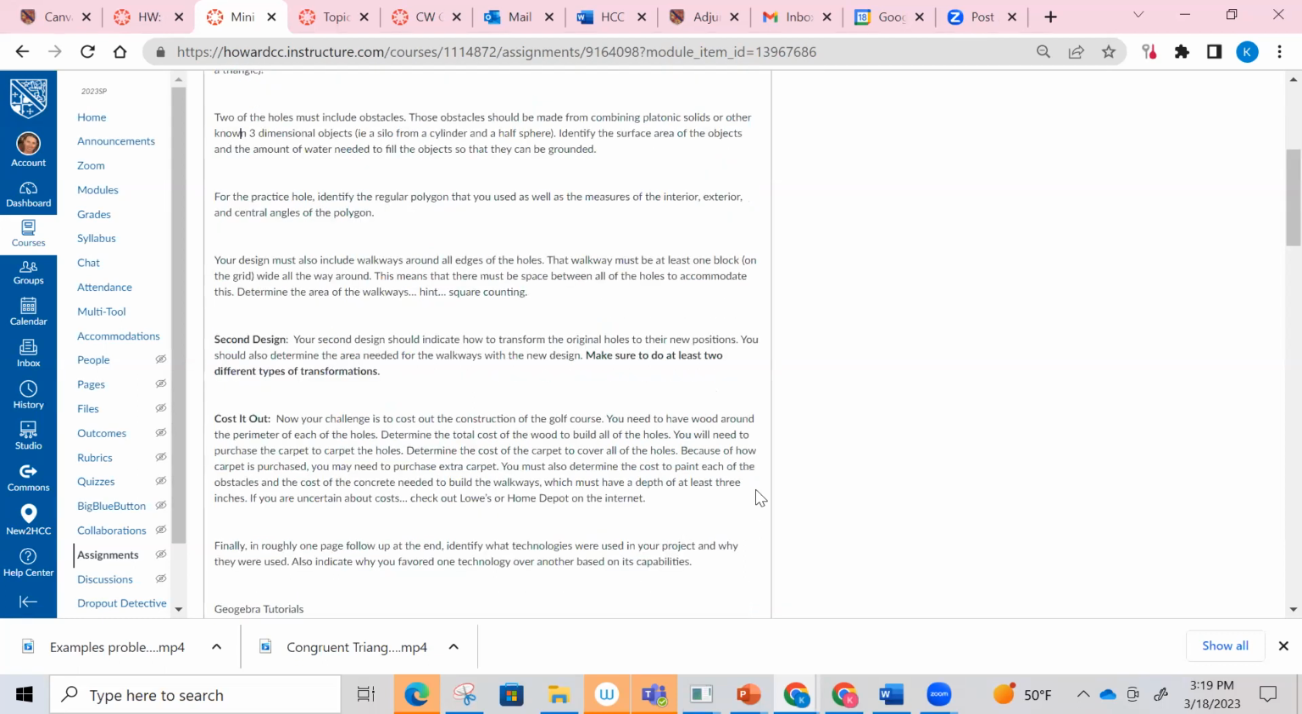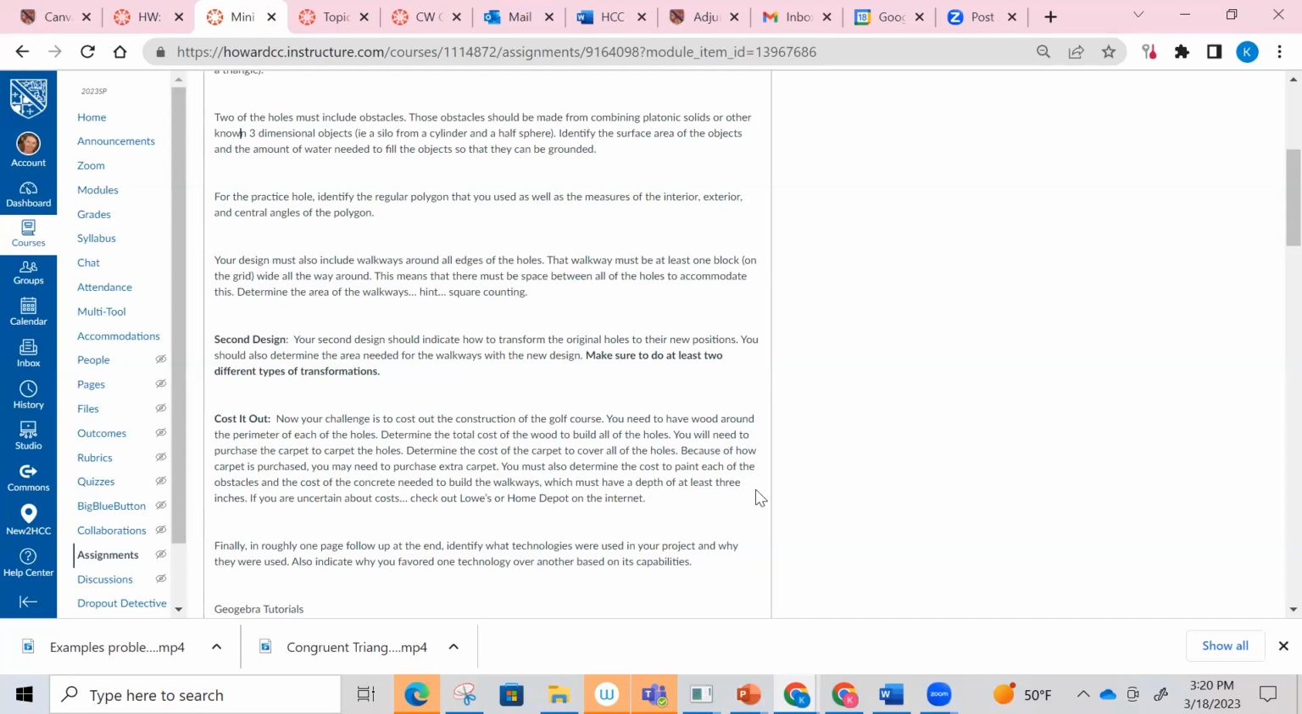So after you make your first design and all of those things, you're going to make a second design. The second design is the same mini golf holes, except they're going to be transformed. So your second design should indicate how to transform the original holes to the new position. So you're going to reflect the holes or translate the holes or rotate them. And then you'll have to determine the area needed for the walkways with the new design. So you'll have to recreate the walkways for your new design and find the area.